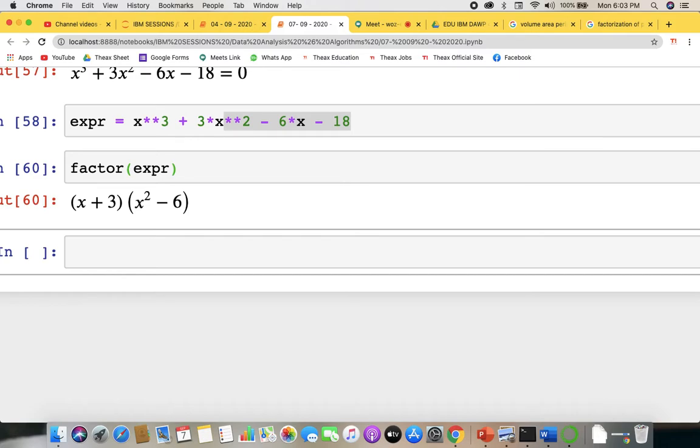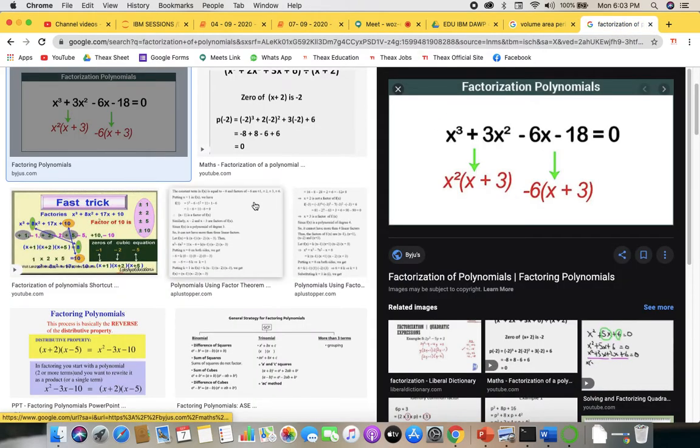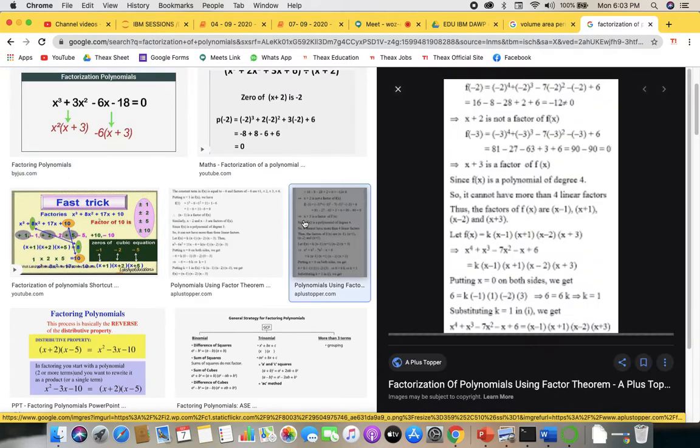Okay, fine. So, the basic factorization, right? Any good example, any good question that could be factorized? Any nice question?